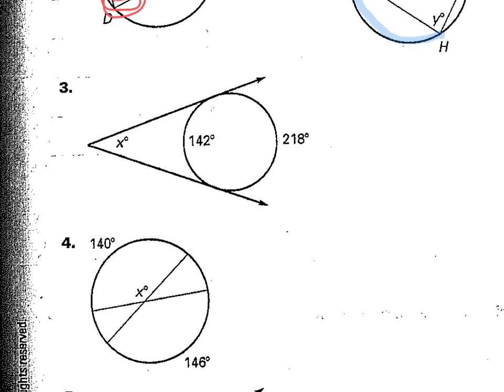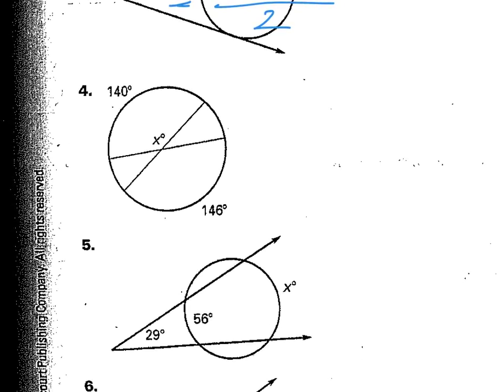Number 3, in order to find the value of x, we are going to subtract these two, divide by 2, and that equals x. Number 4, we take these two angles here, add them, and then divide by 2.